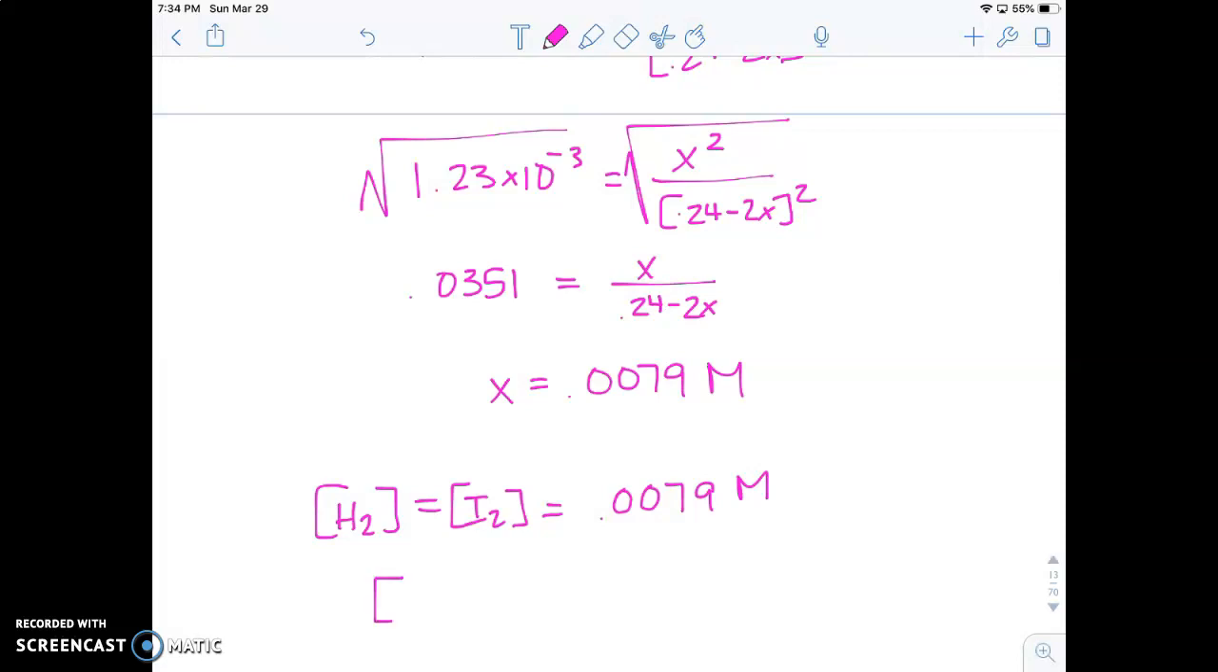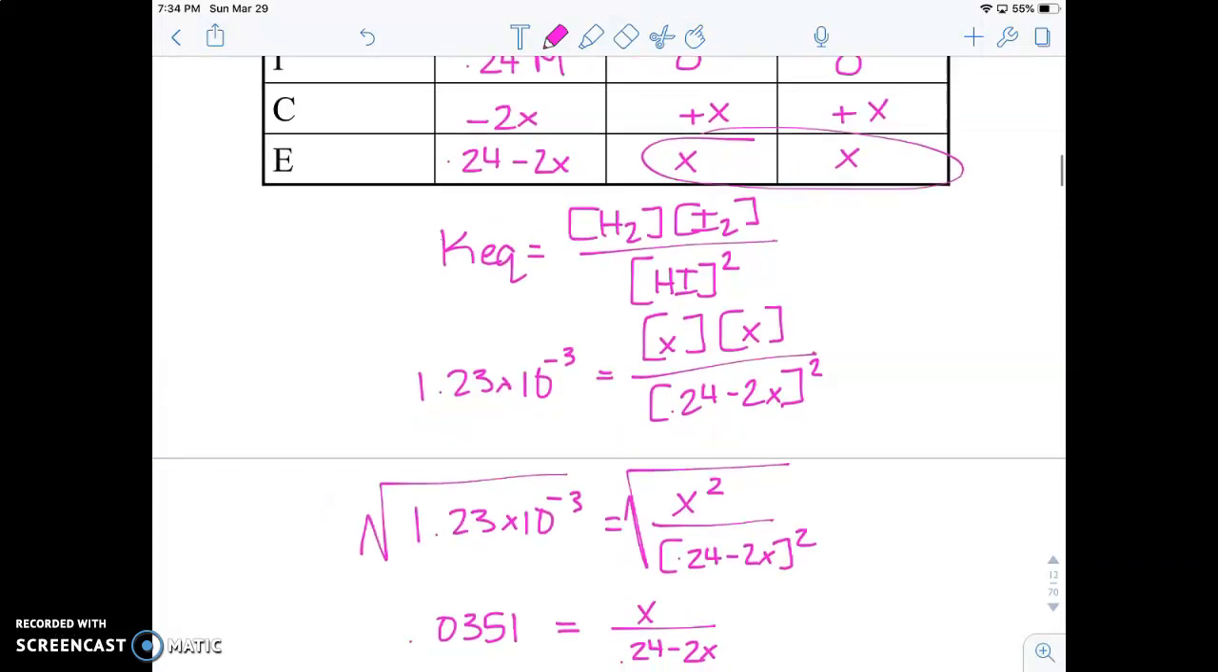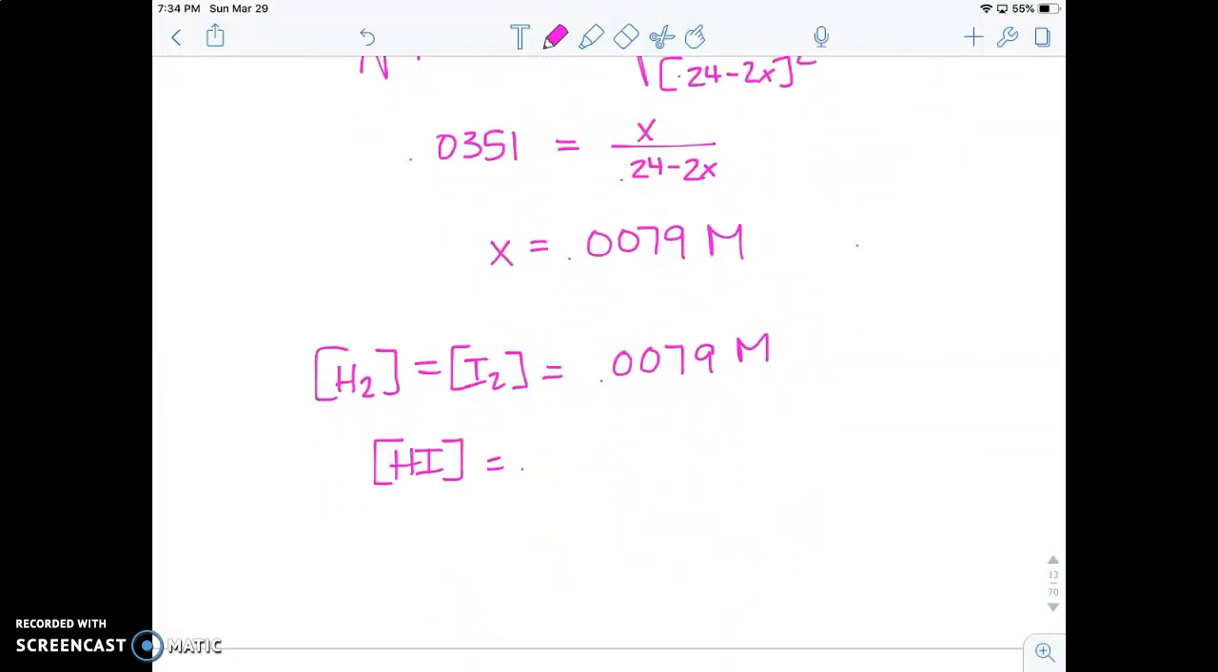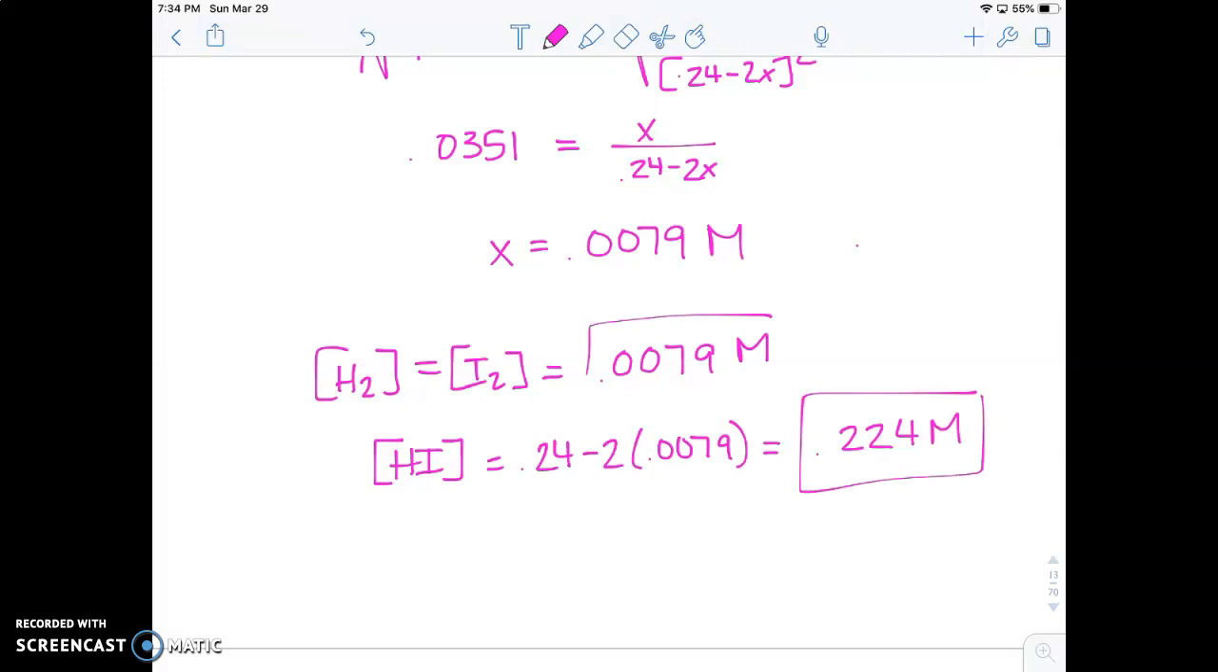If I look at my concentration of HI, if I scroll back up, my concentration of HI is 0.24 minus 2 times X. And when I solve for that, I get 0.224 molar. So those are my answers there.